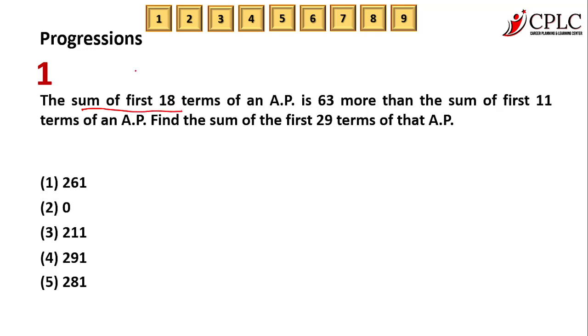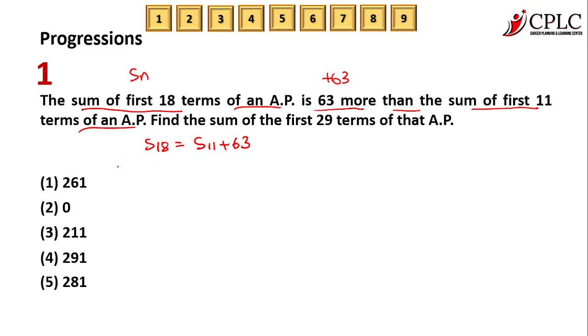Sum of first 18 terms, that means Sn, and the value of n is 18, of an AP, 63 more, so it is plus 63, than the sum of first 11 terms of an AP, which again means Sn. So this becomes S18 is 63 more than S11. That is what they are trying to tell us with this idea.